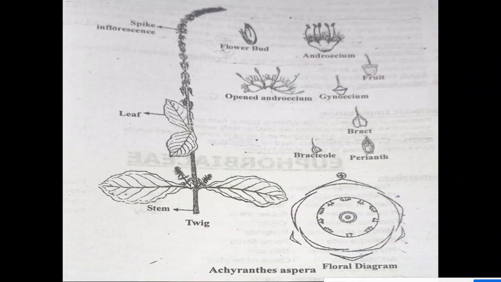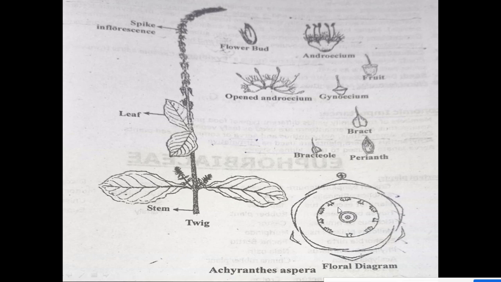Next, when you see the floral formula and other things, this is Achyranthes aspera where you can see the spike, a racemose inflorescence. On the spike, the flowers are sessile, arranged in acropetal succession. The leaves are opposite to each other. Then next, the flowers, the open androecium, the fruit and everything.